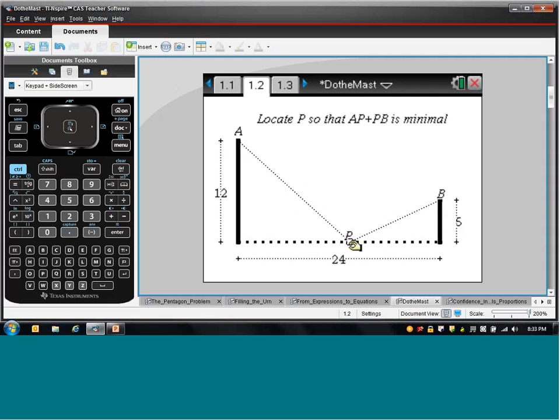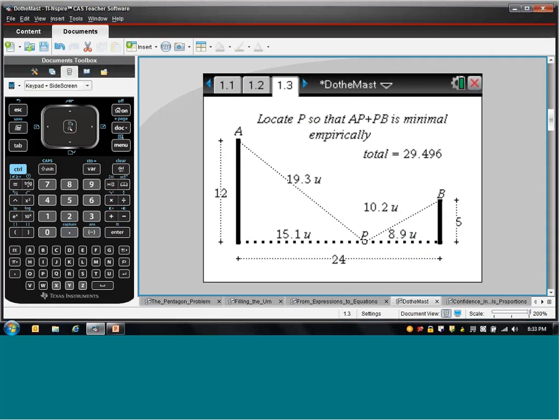Well, if we go to the next page, 1.3 of our document, with a dynamic geometry environment, we can actually investigate this empirically. And that is, we could actually measure the distance from point P to the bases of the two masts, and then calculate the total length of rigging. You can see the rigging from point A to point P and from point P to point B, and those are totaled up there in the upper right corner.